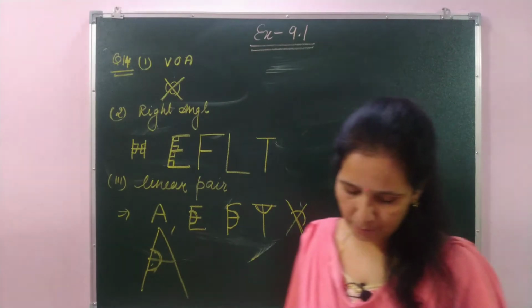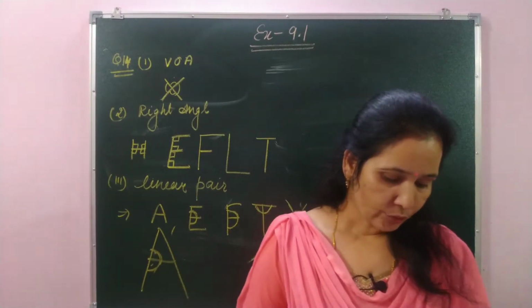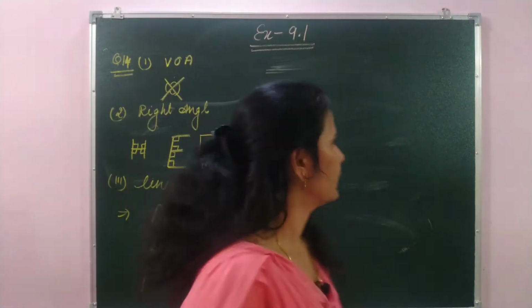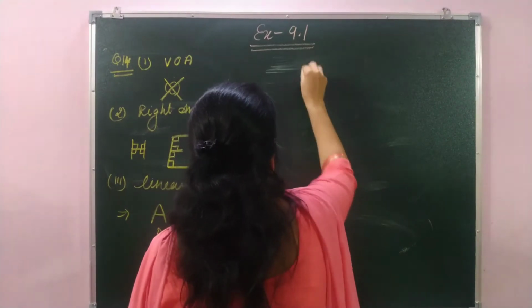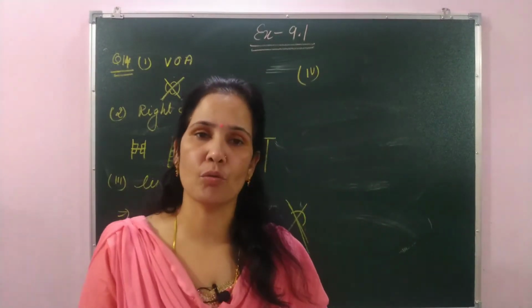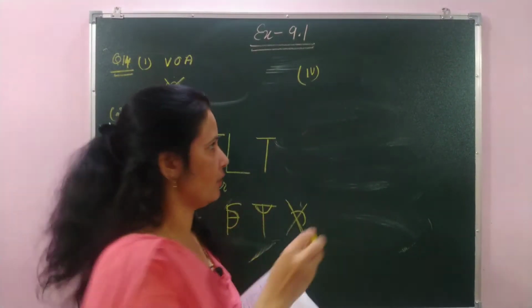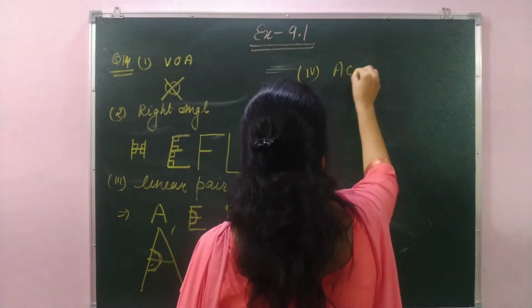Now the next part is three acute angles. So in the fourth part we have to write that alphabet which shows three acute angles. So here I am going to write three acute angles.